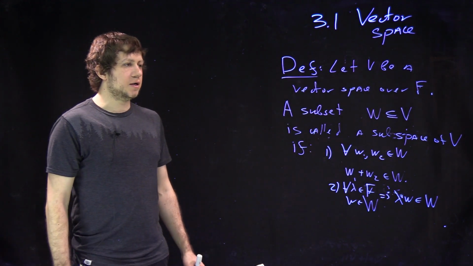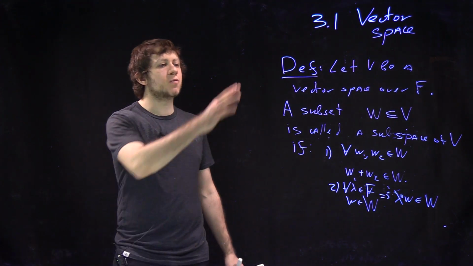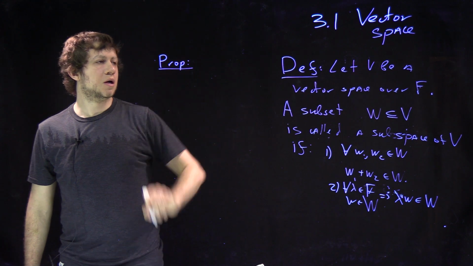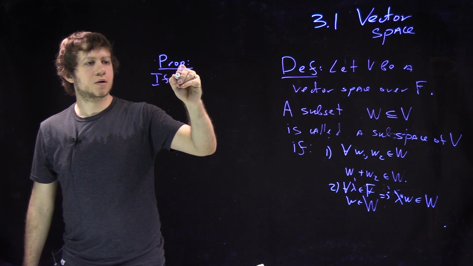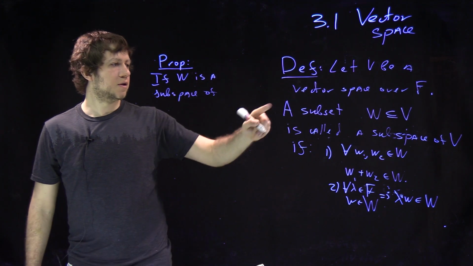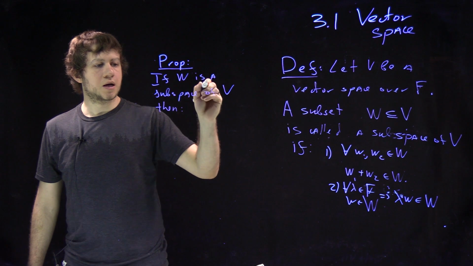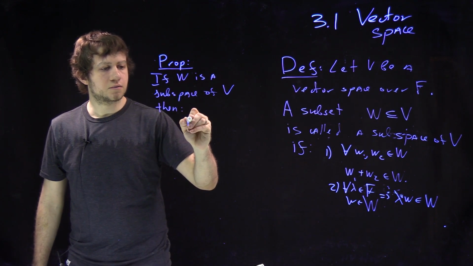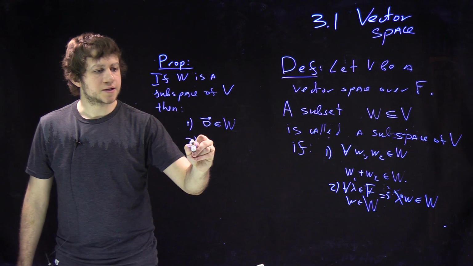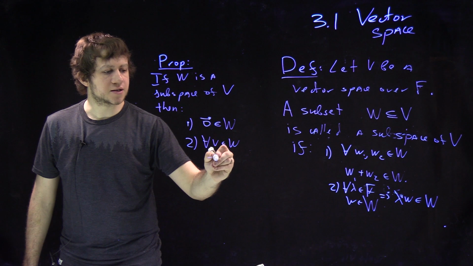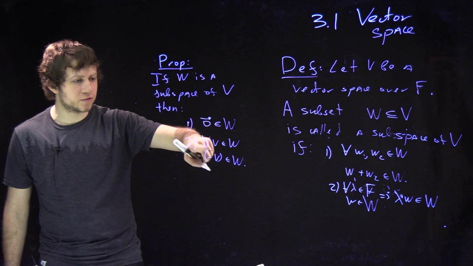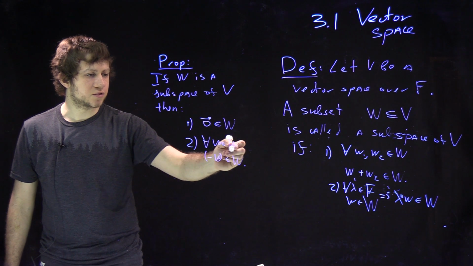So that's a definition, and we will come to examples very soon, but the reason why this definition makes sense is because of this simple proposition. If W is a subspace of V, then, firstly, the zero vector is inside W. So the zero vector of V is inside W. Second, for any vector w inside W, minus w is also inside W. So the additive inverse is also inside W.